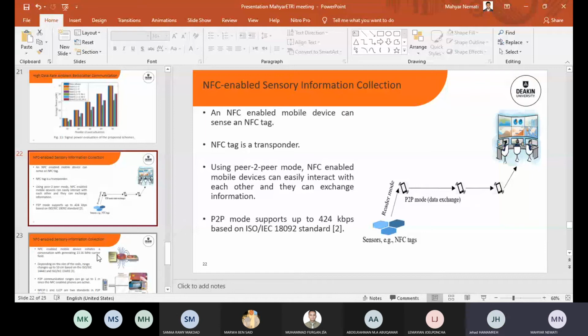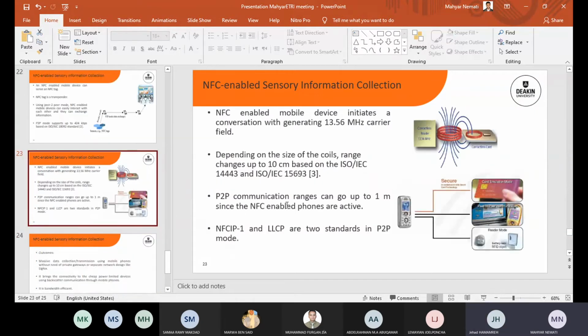This NFC communication has different communication modes. One is the reader mode, and the other one is a peer-to-peer mode, which stands for the data exchange. So the idea is to collect this data by our cell phones and then communicate by some kinds of communication between these mobile cell phones. This data will be transferred to the server or to the center that needs this data.